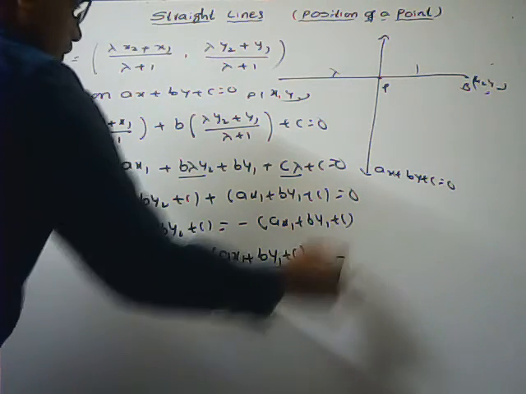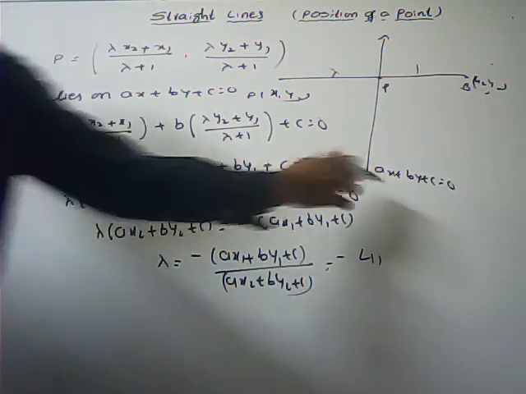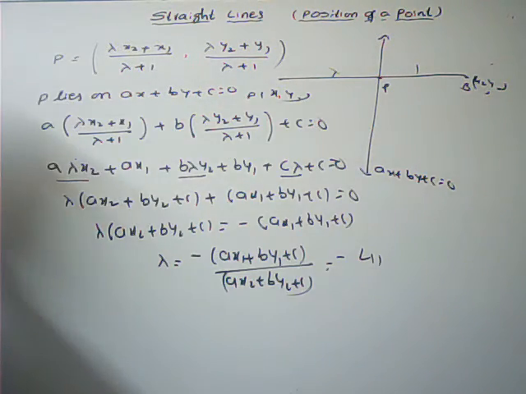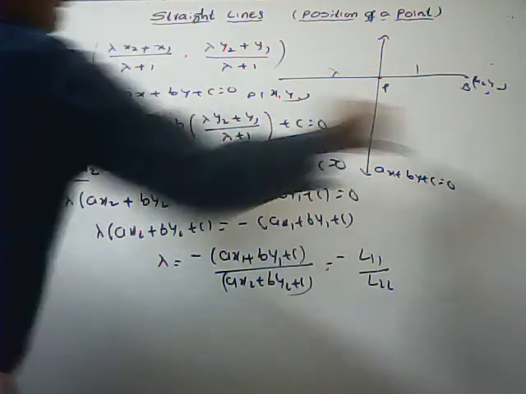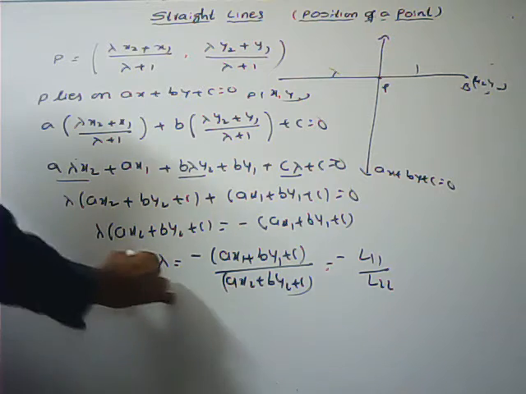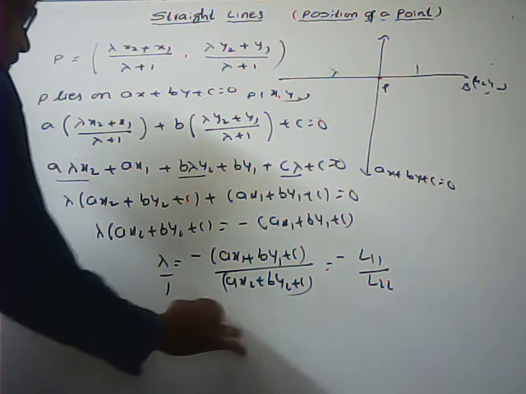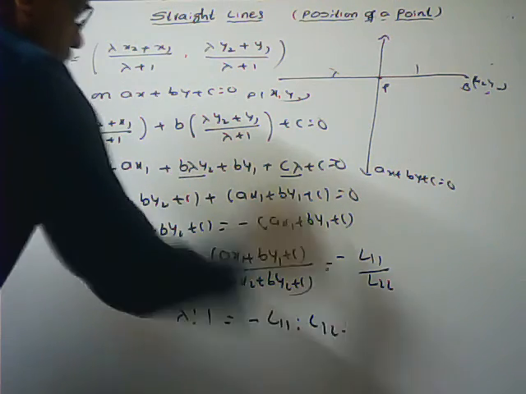This one we can simply write as minus L11 by L22. L11 means in the given line, in the place of x comma y, you substitute the first point's coordinates only. L22 means you substitute the second point's coordinates. Lambda by 1, that is nothing but lambda is to 1, equals minus L11 is to L22.